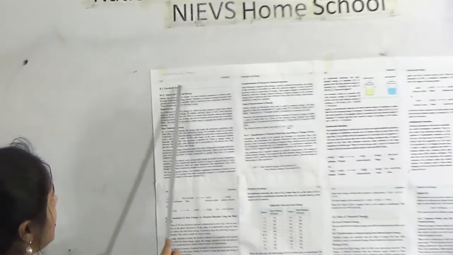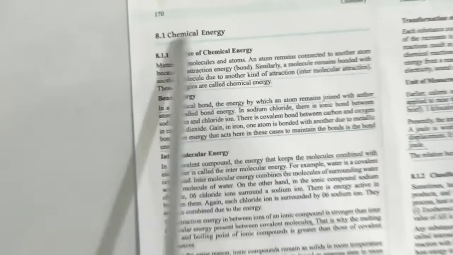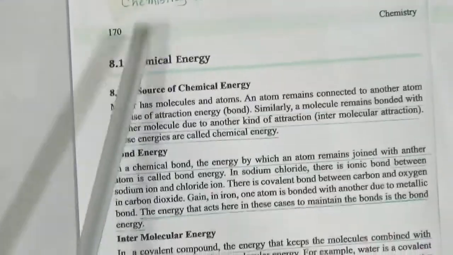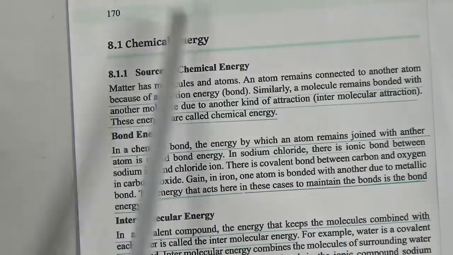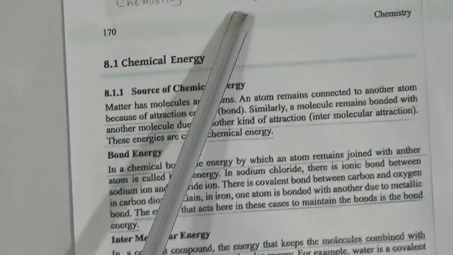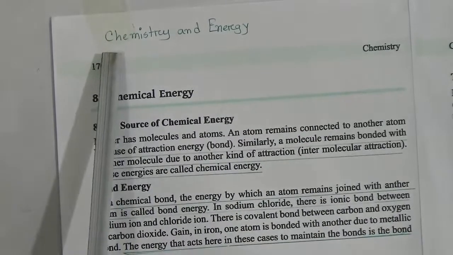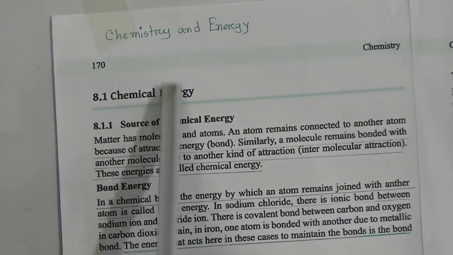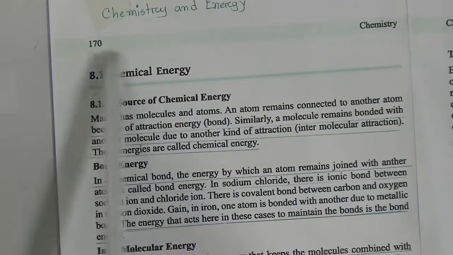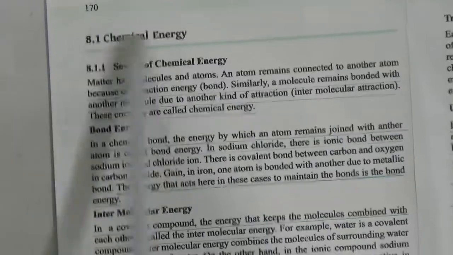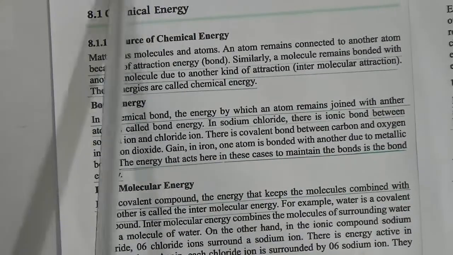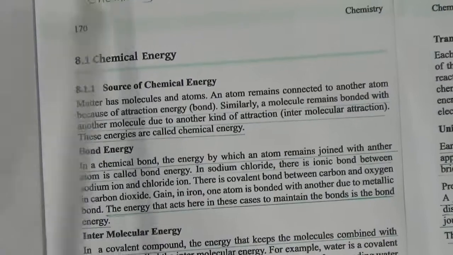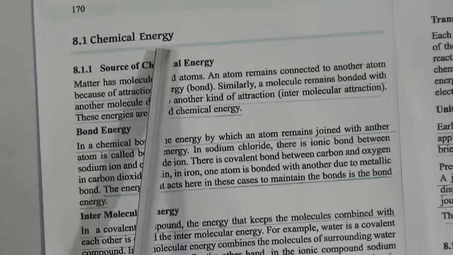This is an important chapter of your book. The chapter title includes the name of your subject, chemistry, and we know we get most of our energy from chemical things. That means we take chemical energy as food. That's why we are discussing energy in chemistry. So the first lesson's name is chemical energy.